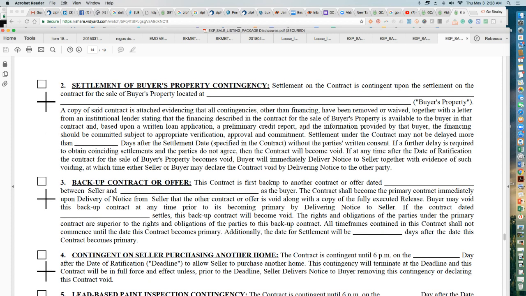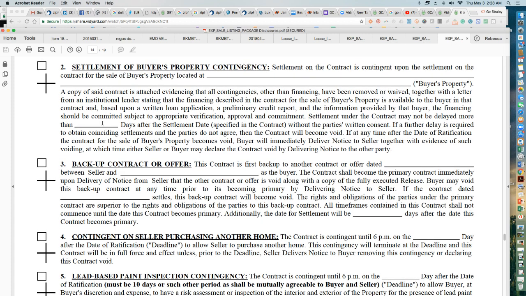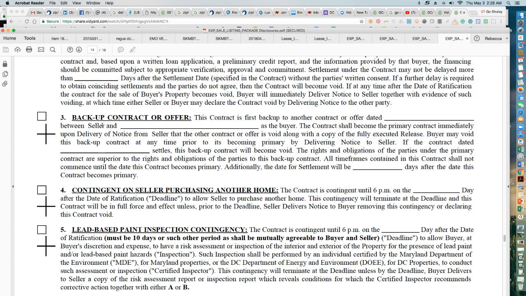Settlement of buyer's property contingency. Maybe they already have their home under contract. And so we would just put the address of the property, and this is the information that relates to this contingency. And we would allow them so many days after settlement, since they're relying on this additional party that is beyond their control. And oftentimes it's just a nice gesture, even if we allowed them 3 days.